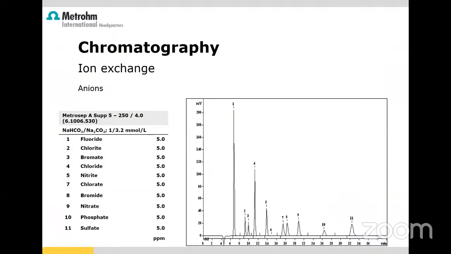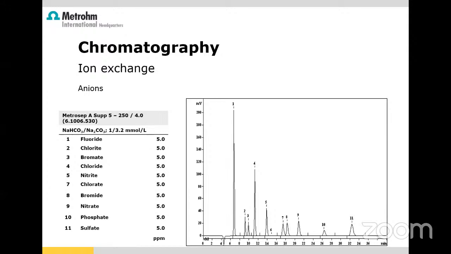Once the analysis is done, I get a chromatogram like this. On the axis, we have the conductivity in terms of millivolt, or we can even monitor the absolute conductivity in terms of microsiemens per centimeter. This is an example where I have used a 250 mm, that is 25 centimeter, column and 4 mm ID, that is the internal diameter. You can see very, very dilute solutions of carbonate and bicarbonate are used, 1 and 3.2 millimolar. So the consumption of chemicals is also very less.